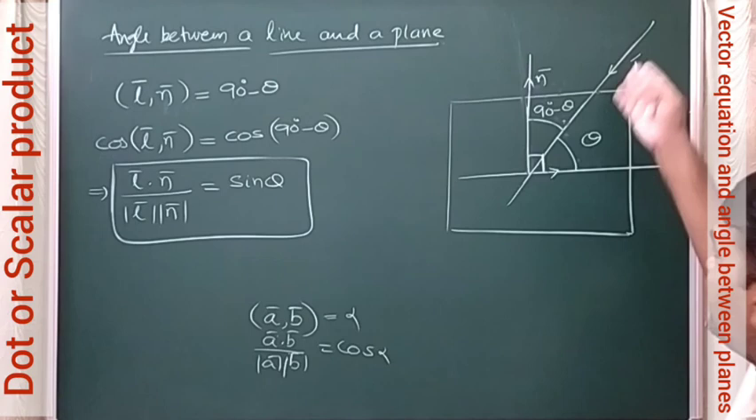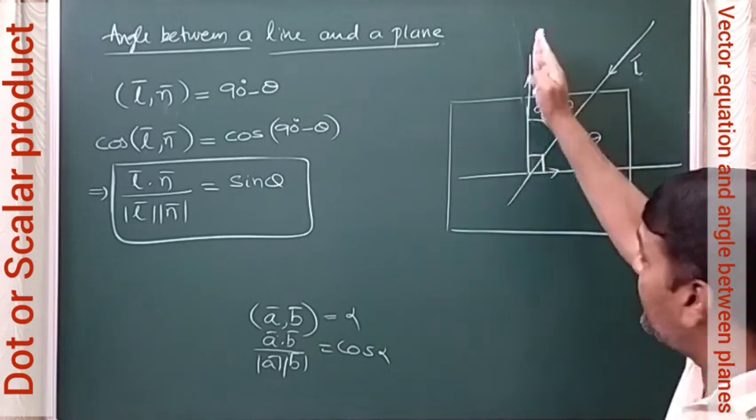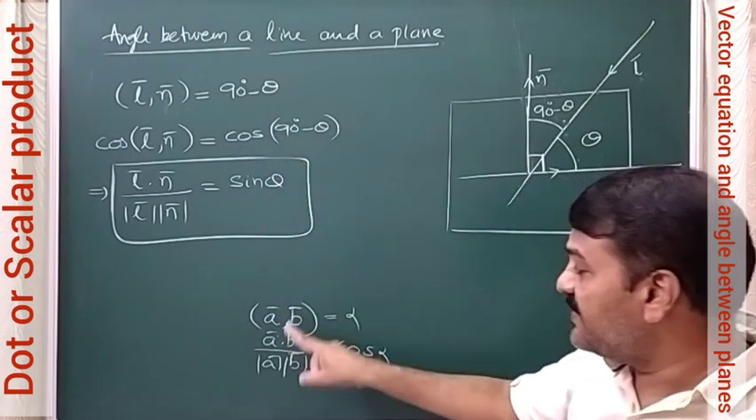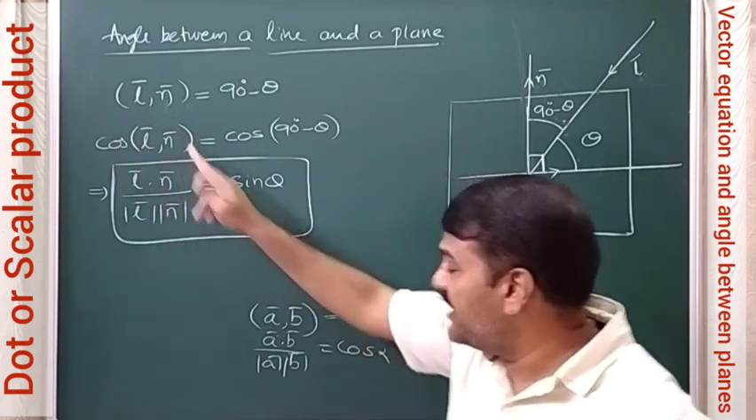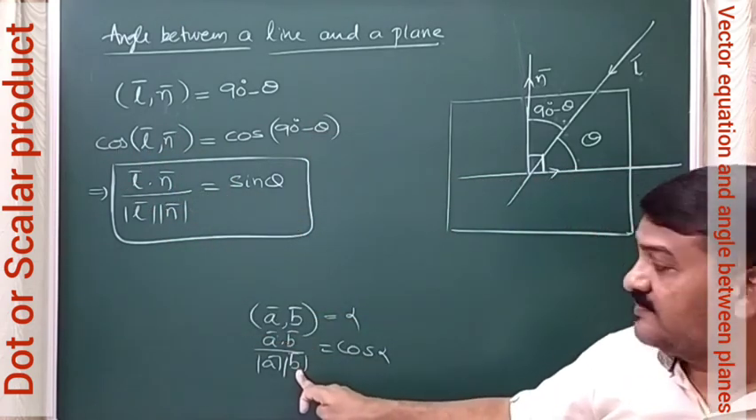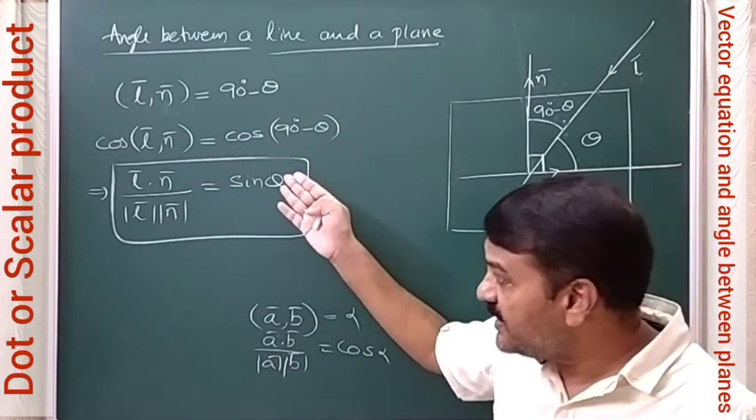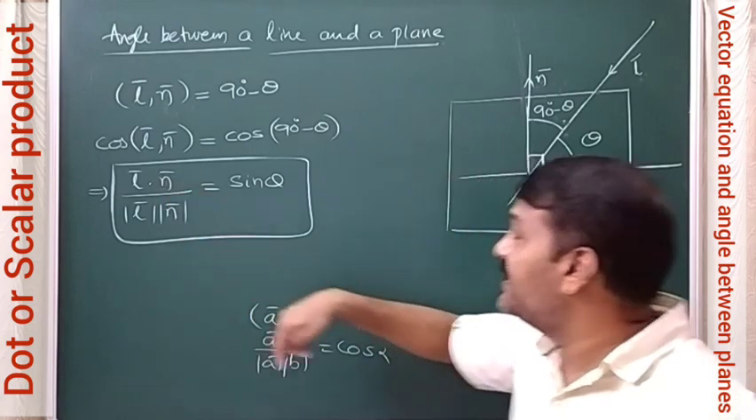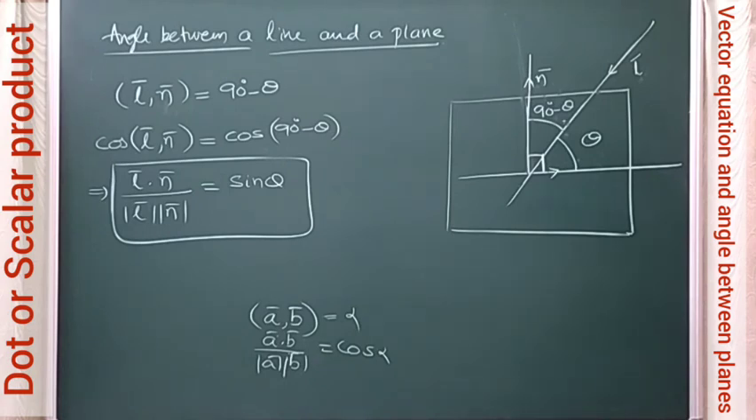That means actually if theta is the angle between line and plane, 90 minus theta becomes the angle between the line and the normal to the plane. Using this information, we applied this formula. That is, we took cos on both sides, and cos of L comma N means you can use this formula. A dot B by mod A mod B formula you can use. Cos of 90 minus theta is sin theta. So you can use this as a formula to find the angle between a line and the plane whose normal is N bar. So this is the information to find angle between a line and a plane.